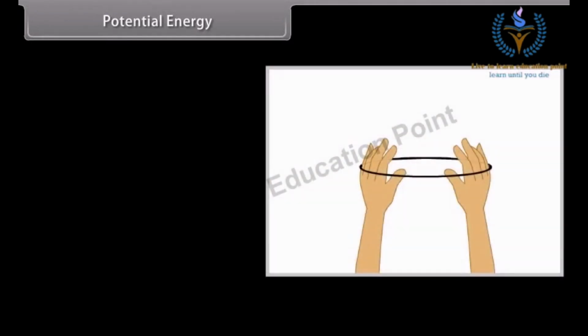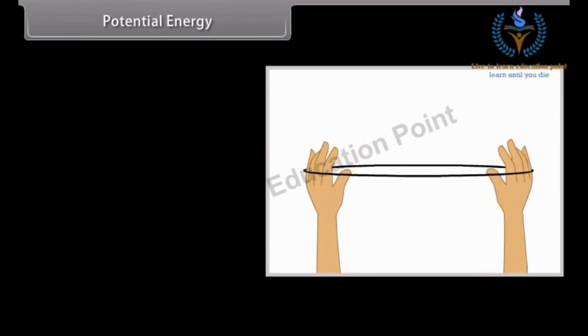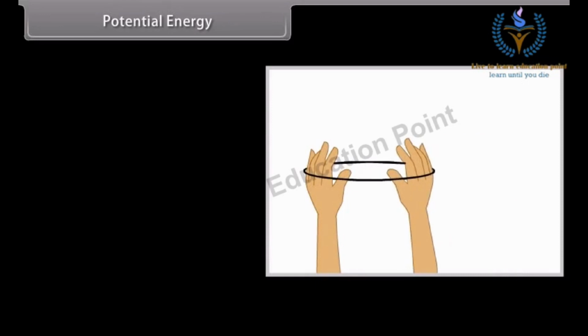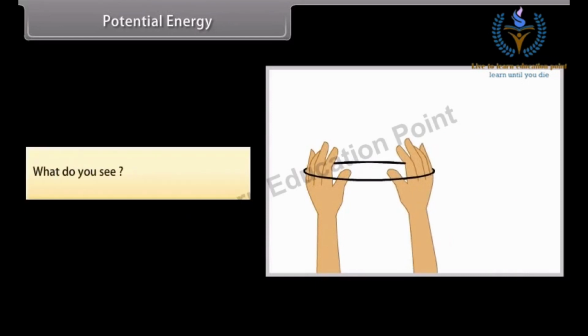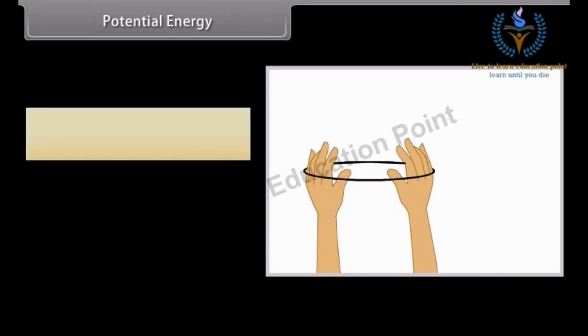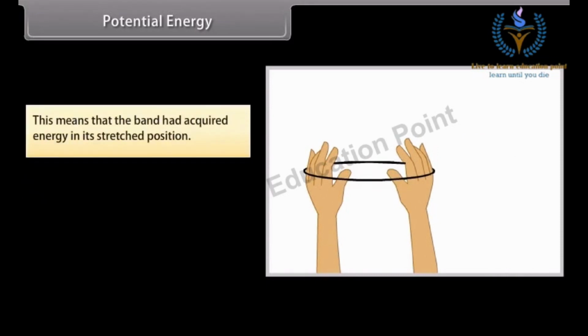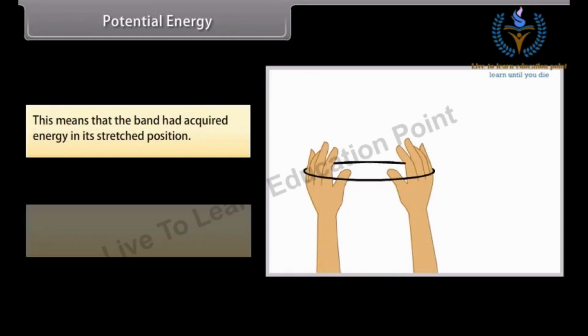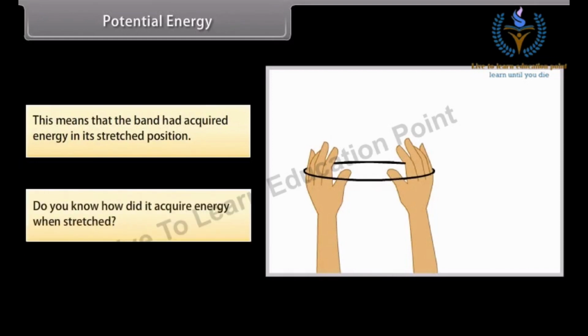Potential energy. To understand potential energy, let's do an activity. Take a rubber band, hold it at one end and pull from the other. You will see that the band stretches. Now release the band at one of the ends. What do you see? The band will tend to regain its original length. This means that the band had acquired energy in its stretched position. Do you know how it acquired energy when stretched? Here the energy gets stored due to the work done on the object.